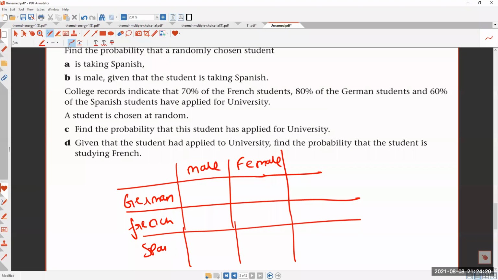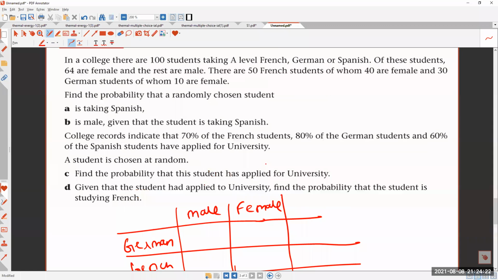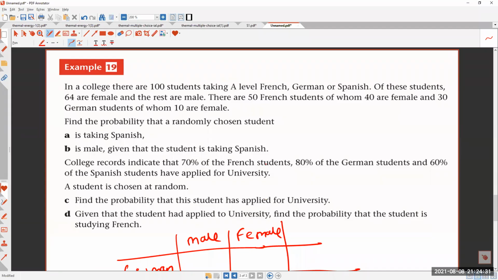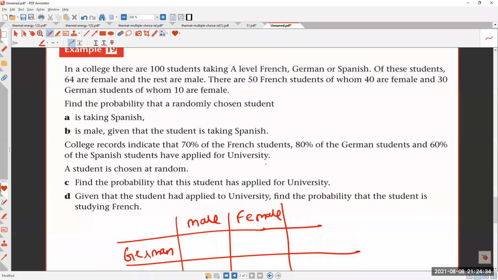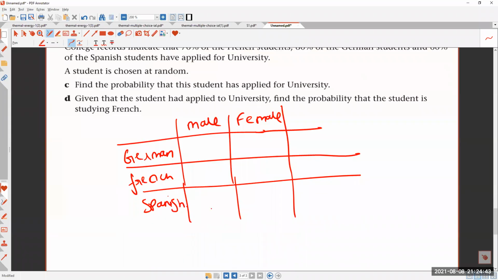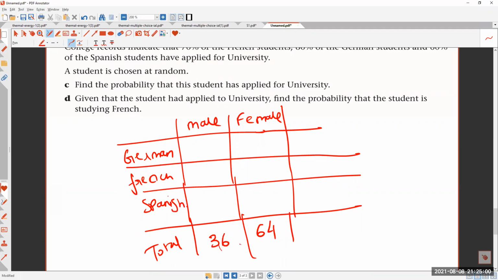Now how many males are there? Total is 100 students, so male plus female, the total should be 100. One of these students, 64 are female and the rest are male. Let me find the total male and female here. 64 are female, and how many males are there? 100 minus 64, that is 36. So 36 are male out of this total.